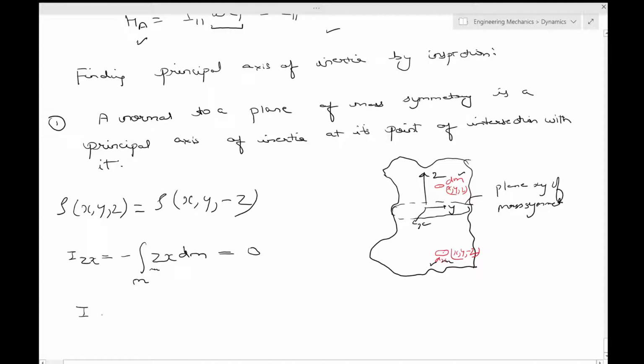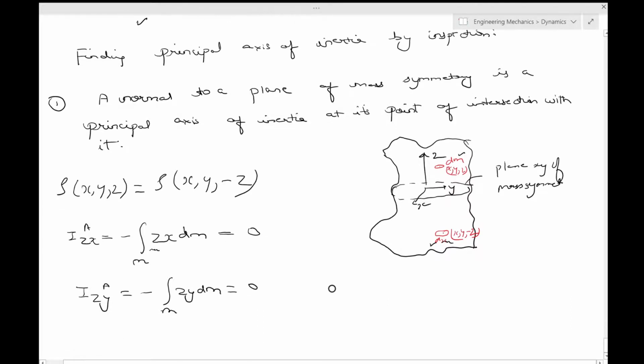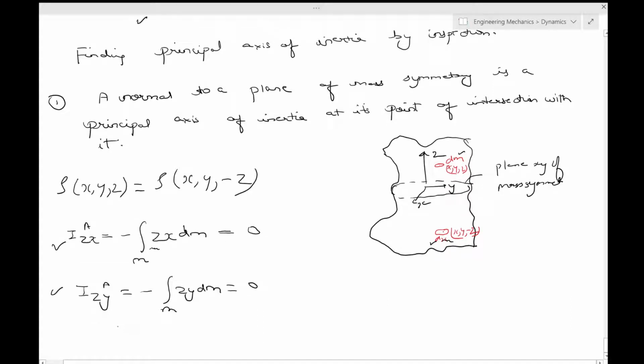Similarly, Izy of A is equal to integral zy dm is equal to 0. Now, since these two quantities are 0, this automatically implies that z axis is a principal axis of inertia at A.